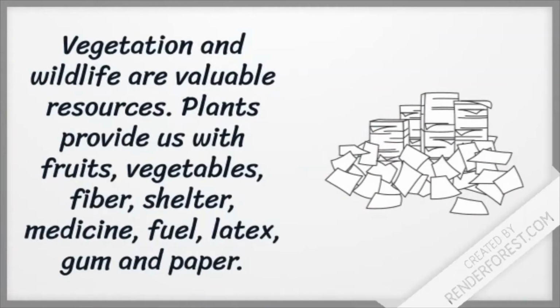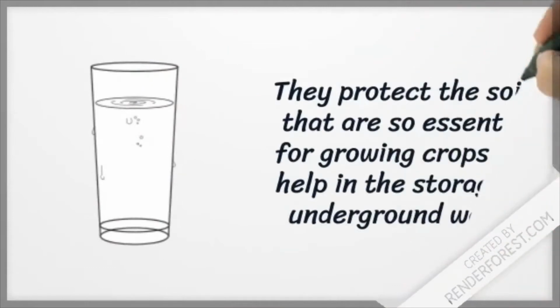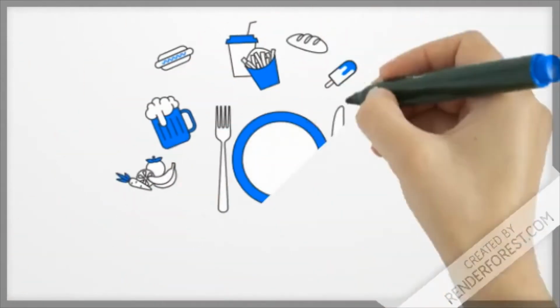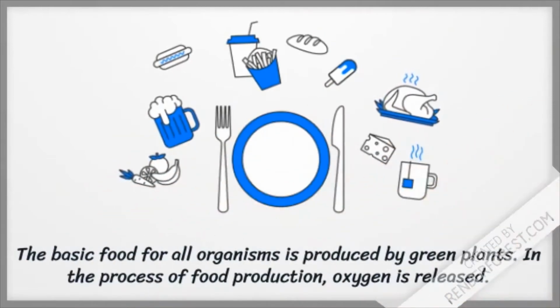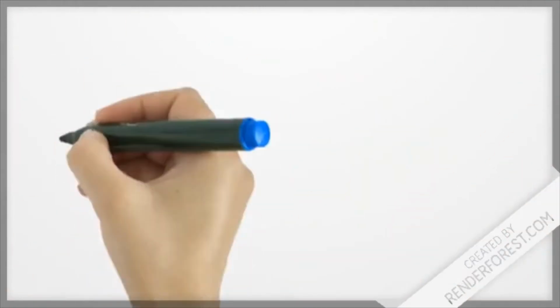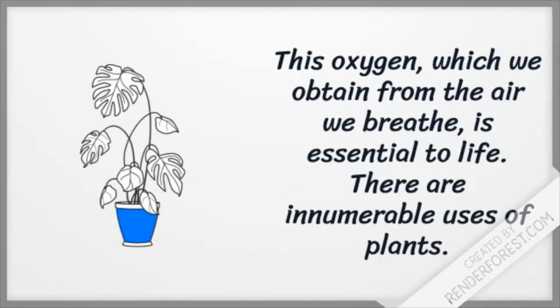Vegetation and wildlife are valuable resources. Plants provide us with fruits, vegetables, fiber, shelter, medicine, fuel, latex, gum, and paper. They protect the soil that is so essential for growing crops and help in the storage of underground water. The basic food for all organisms is produced by green plants. In this process of food production, oxygen is released. This oxygen, which we obtain from the air when we breathe, is essential to life. There are innumerable uses of plants.